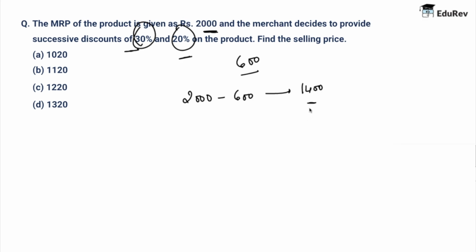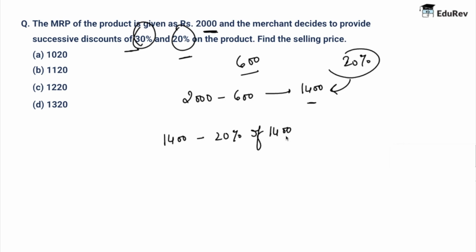Now on this there has to be a further discount of 20%. So 20% has to be provided on 1400. So the final discounted price will be 1400 minus 20% of 1400. And this is going to be 1400 minus 280. And this is going to be 1120 rupees. So the final SP of the product will be rupees 1120. That is option B is going to be the correct answer.